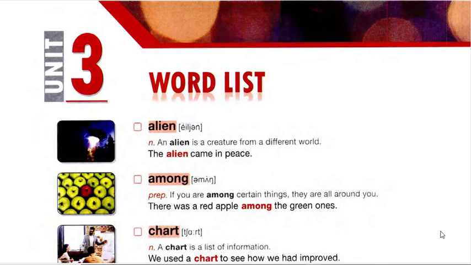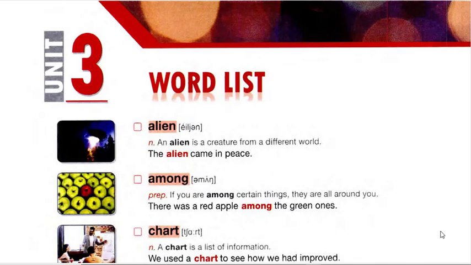Okay? So the first word of this unit is alien. Alien is a noun, اسم, به معنای موجودی ناآشنا، موجود فضایی. An alien is a creature from a different world، یک مخلوق از یک دنیای متفاوت. The alien came in peace، به آرامی آمد، به صلح آمد.